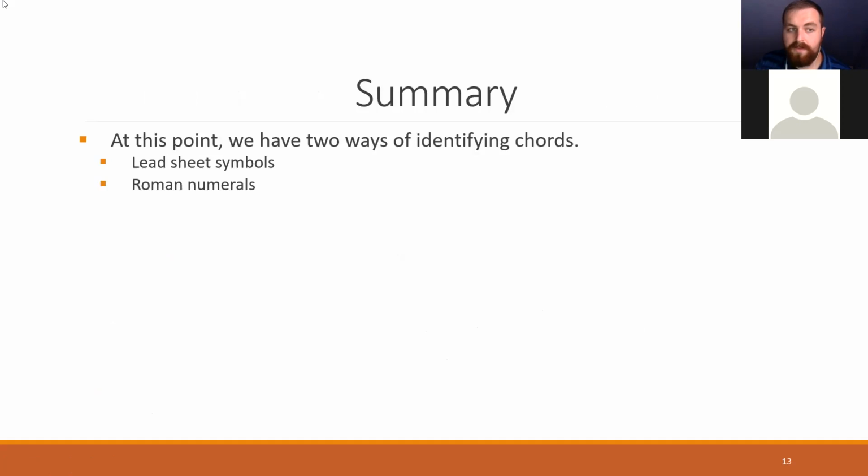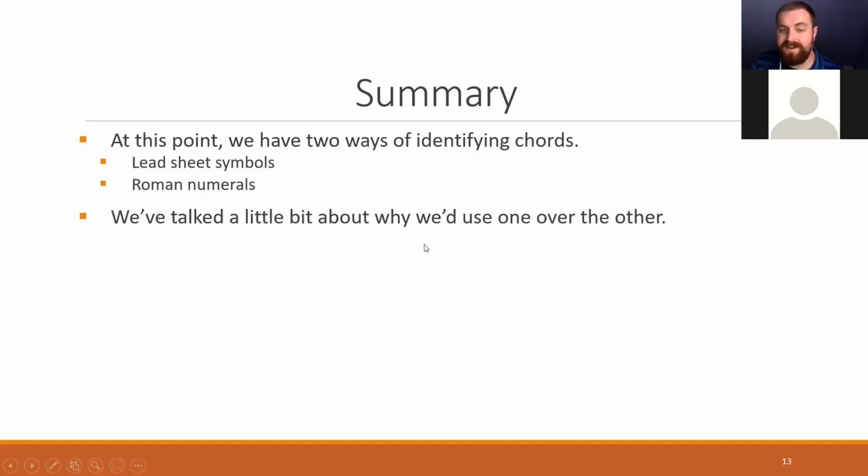So, Roman numerals. Let's bring it all together and talk about some summary. So at this point, we have 2 different processes for identifying chords: lead sheet symbols and Roman numerals. We've talked a little bit about why we'd use one over the other, but let's go ahead and dig into that a little more.